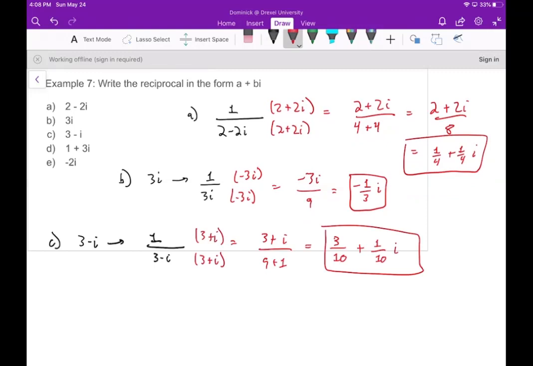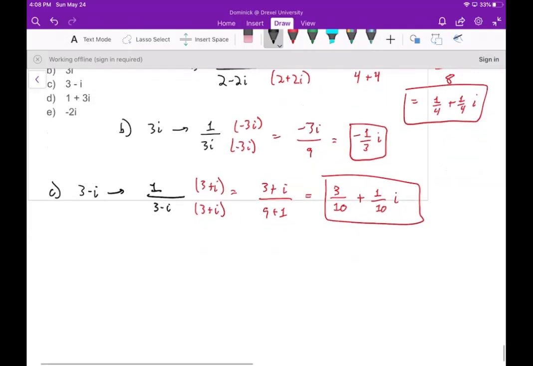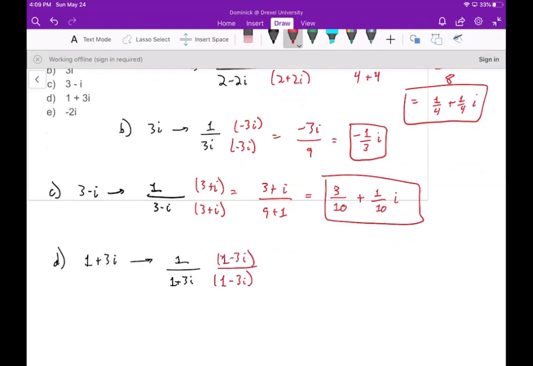Okay, part D, we have 1 plus 3i. So our reciprocal that we want is 1 over 1 plus 3i. So then multiplying by the conjugate, we get a 1 minus 3i. So we're going to get a 1 minus 3i over a 1 plus 9, right? So we get 1 over 10 minus 3 over 10i.